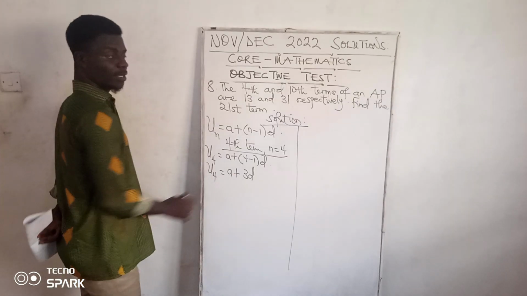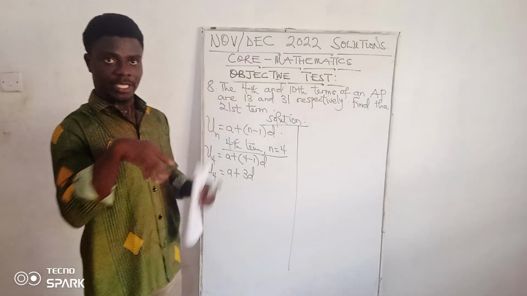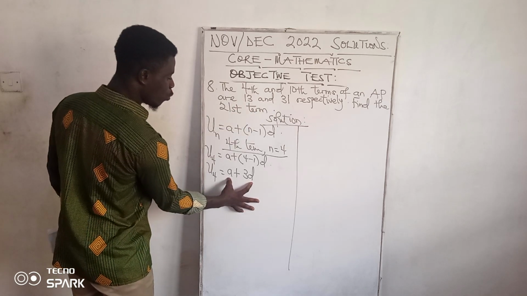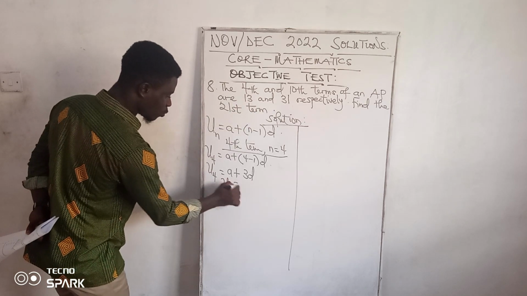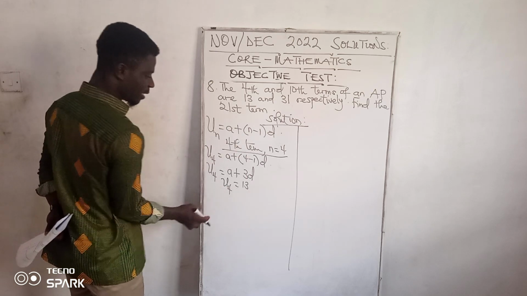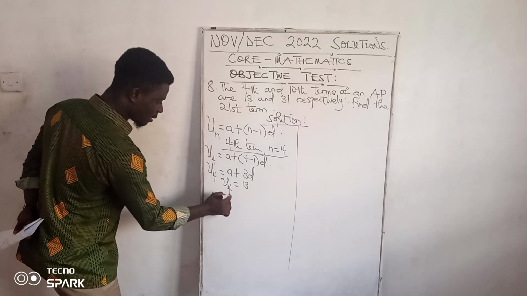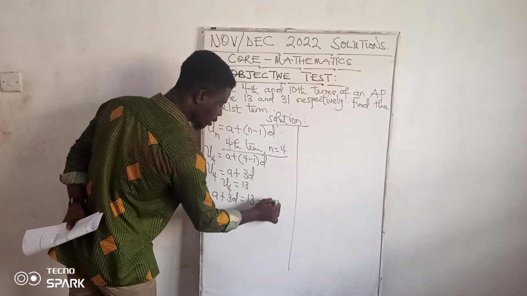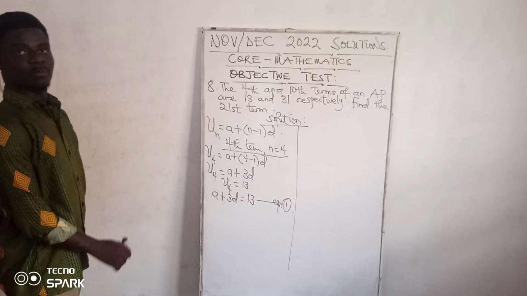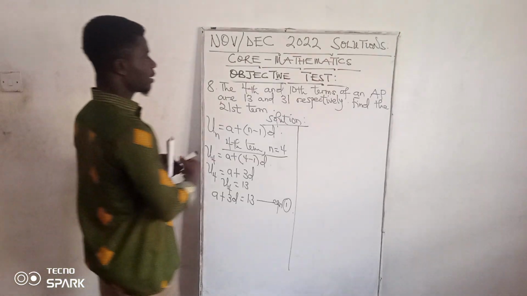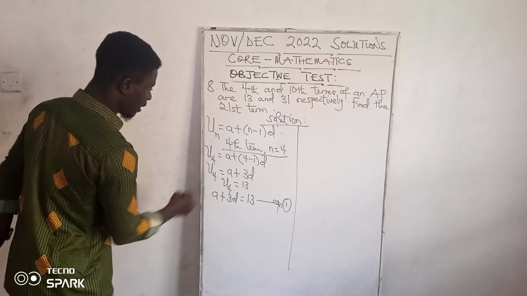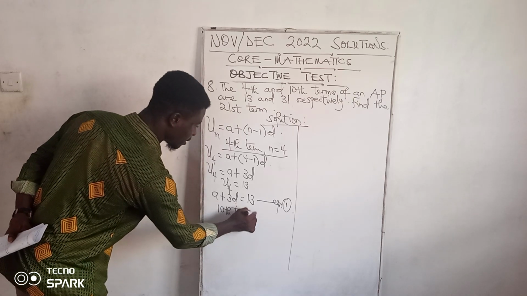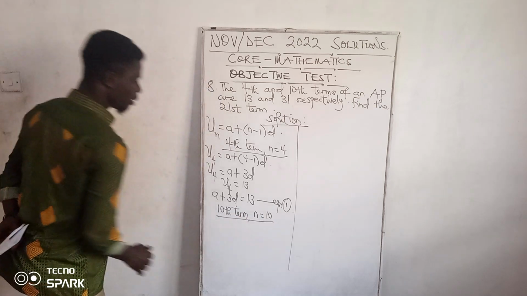So this is my fourth term, which is a plus 3d. And they are saying that the fourth term is what? 13. So U4 equals 13. If U4 equals 13, then I can say that a plus 3d is also equal to 13. So I get my equation 1 for that matter. Right. Then the 10th term of an AP. So I can say that my 10th term, which is n equals what? 10.